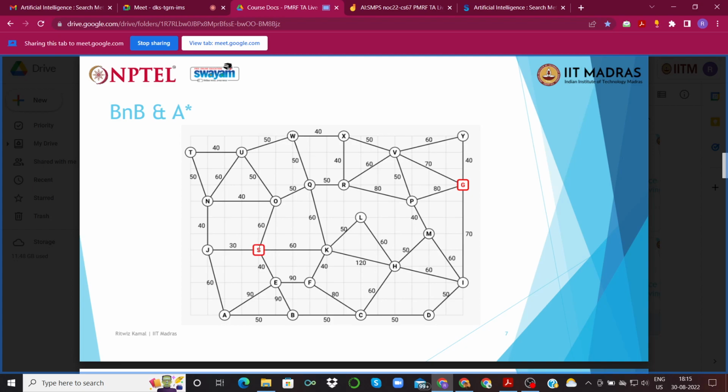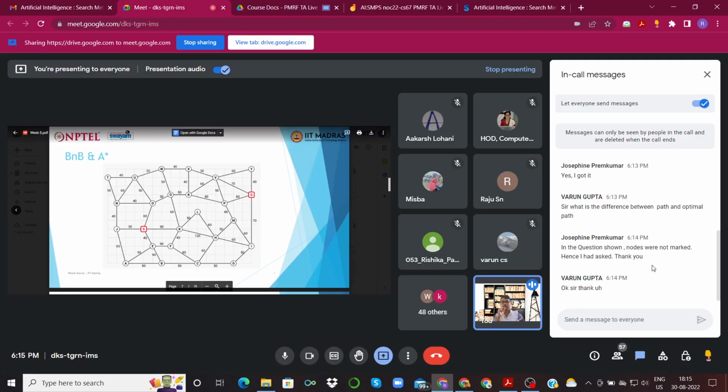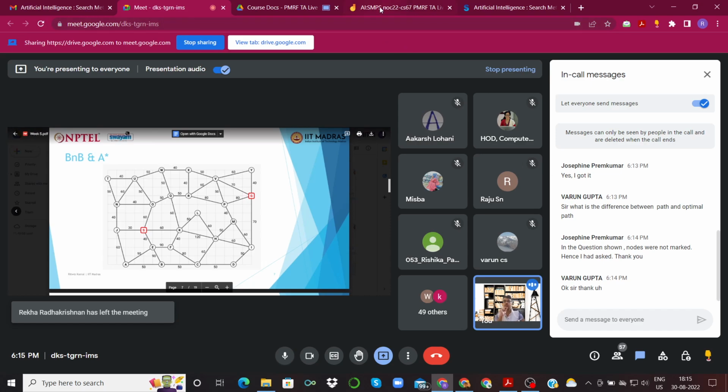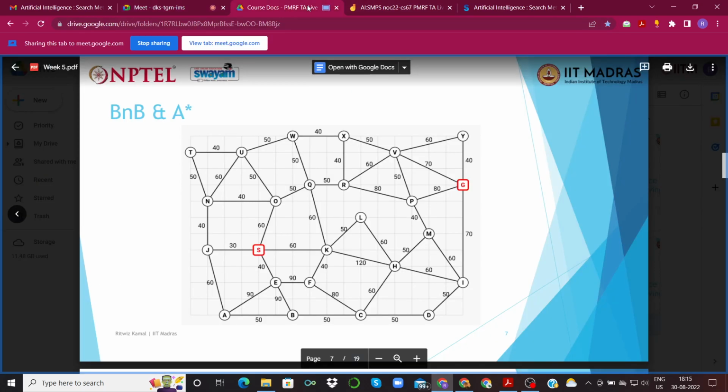So for example, for this particular node S, the Manhattan distance would be different, right? But the actual cost of going from S to O is 60. So just clarifying that before we proceed to the questions. Are the assumptions clear?